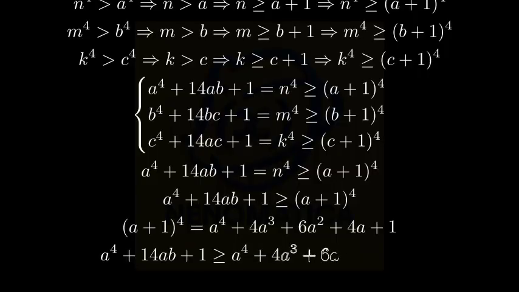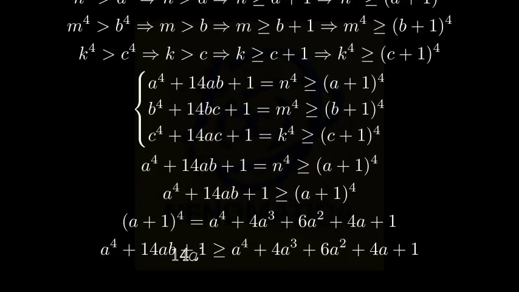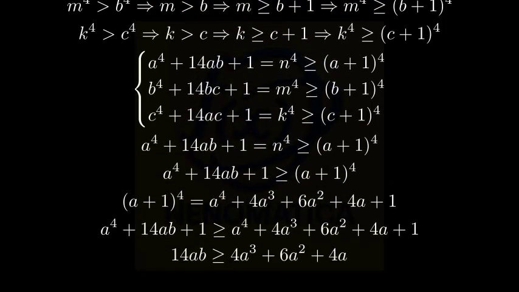So our inequality becomes a^4 + 14b + 1 ≥ a^4 + 4a^3 + 6a^2 + 4a + 1. Simplifying, we can subtract a^4 and 1 from both sides, getting 14b ≥ 4a^3 + 6a^2 + 4a.